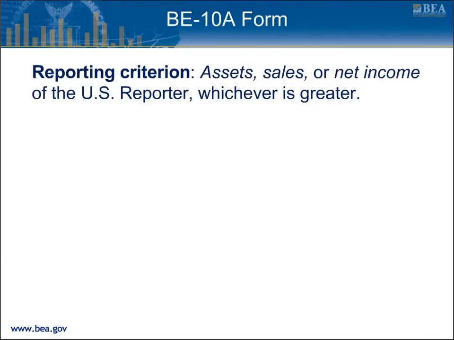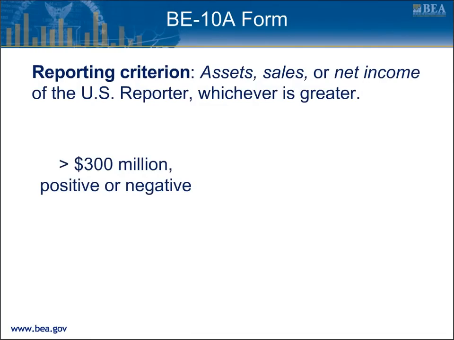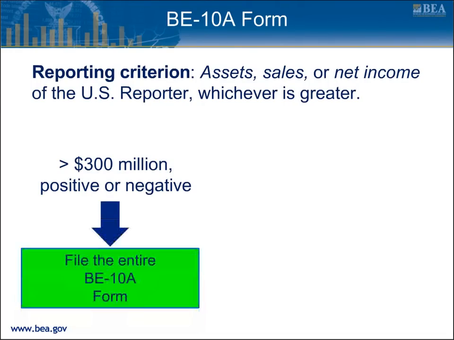For BE-10A, BEA uses assets, sales, and net income of the U.S. reporter, whichever is greater, as a reporting criterion to determine whether the U.S. reporter needs to complete the entire form or only part of the form. If the assets, sales, or net income of the U.S. reporter, positive or negative, is greater than $300 million at the end of 2014, then the U.S. reporter needs to complete the entire BE-10A form.